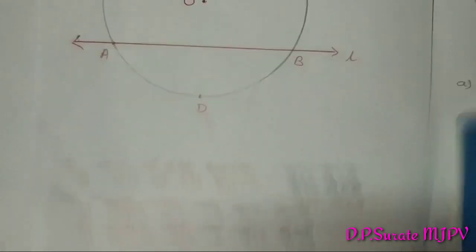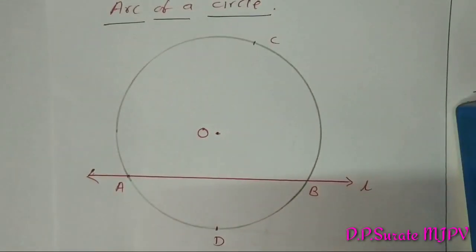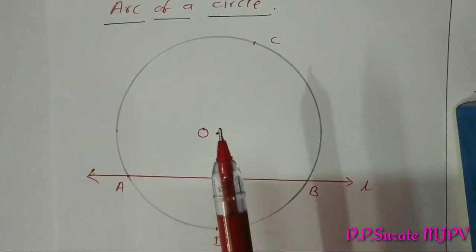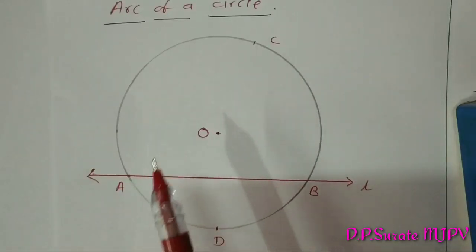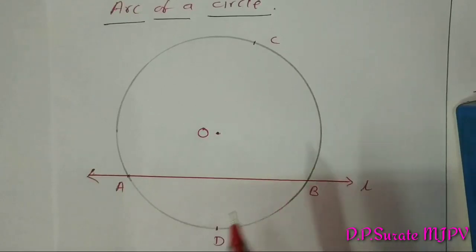So here we have to say that the arc where the center lies is the major arc, that is, arc ACB is the major arc whereas arc ADB is the minor arc.